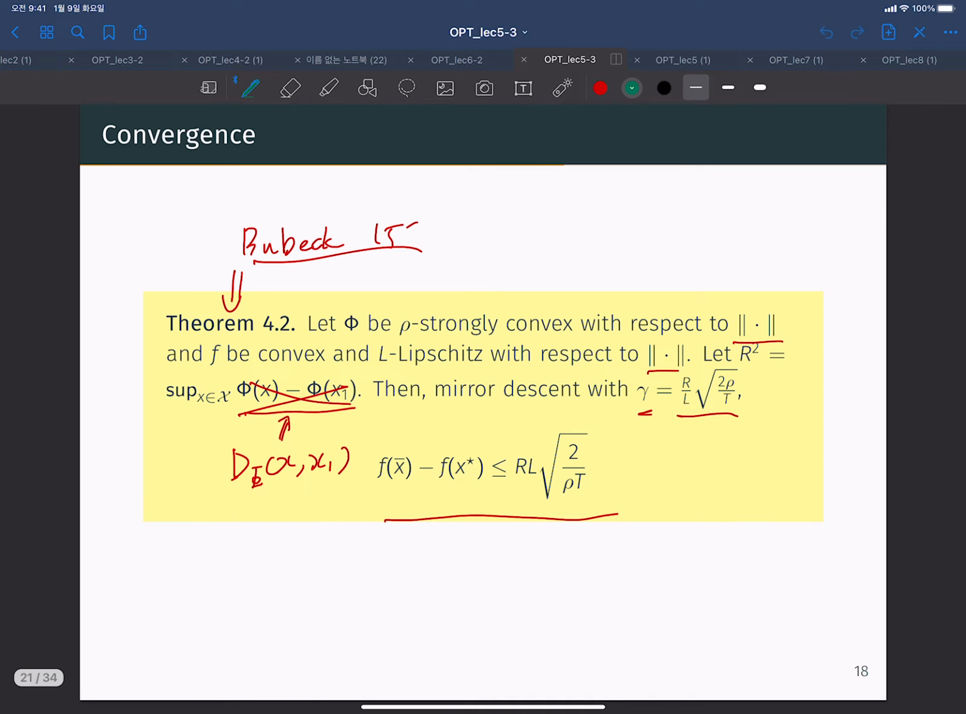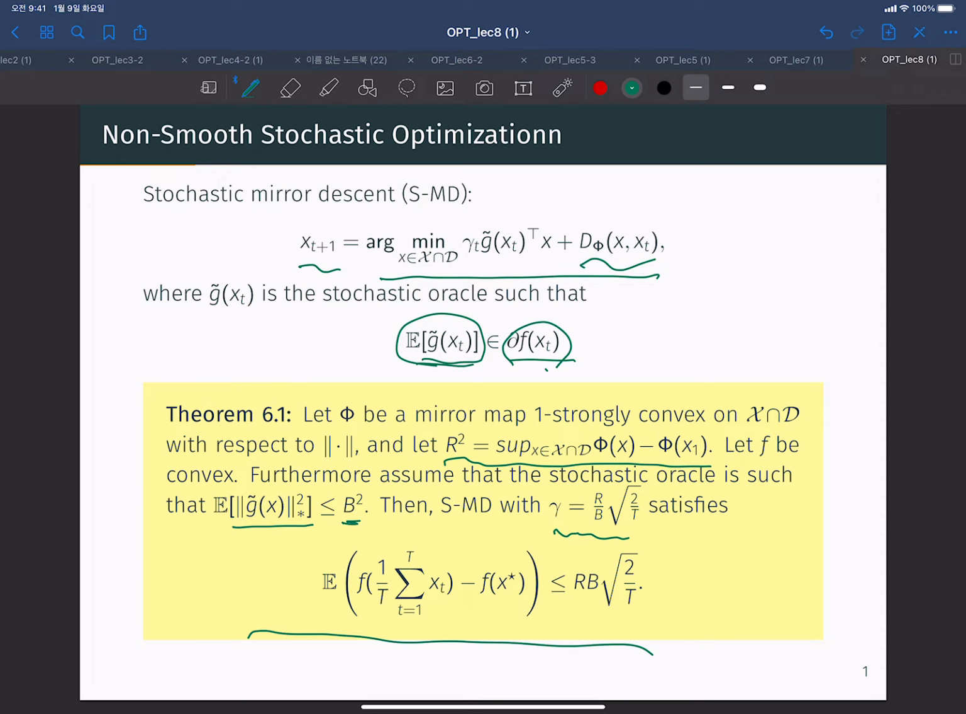That was the result in Bubeck's textbook. Roughly the result is basically the same, almost the same step size and almost the same guarantee. But there we assume a rho strongly convex pi function and a Lipschitz continuous objective function f. But now we have one strongly convex and B square boundedness on the expectation of g tilde norm square.